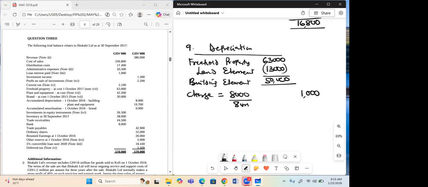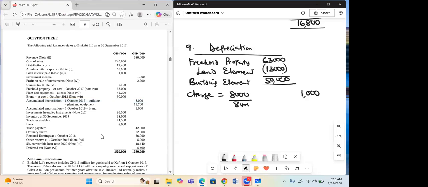Do you understand what I'm saying? They've used it from 2008 up to 2016. They've used it for 8 years, and after using it for 8 years, the accumulated depreciation is 8,000. Meaning that if we've used something for 8 years and it has accumulated 8,000, it means a year is 1,000. Is that clear? Yes, sir. That's the charge for the year, 1,000.